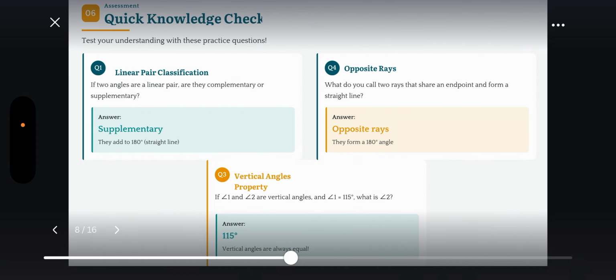Quick knowledge check. Linear pair classification: if two angles are linear pairs, are they complementary or supplementary? The answer is supplementary because they add up to 180, which is a straight line. Opposite rays: what do you call two rays that share an endpoint and form a straight line? They're called opposite rays. They form a 180 degree angle. And the vertical angle property: if angle 1 and angle 2 are vertical angles, and angle 1 is 115, this means angle 2 is also 115.